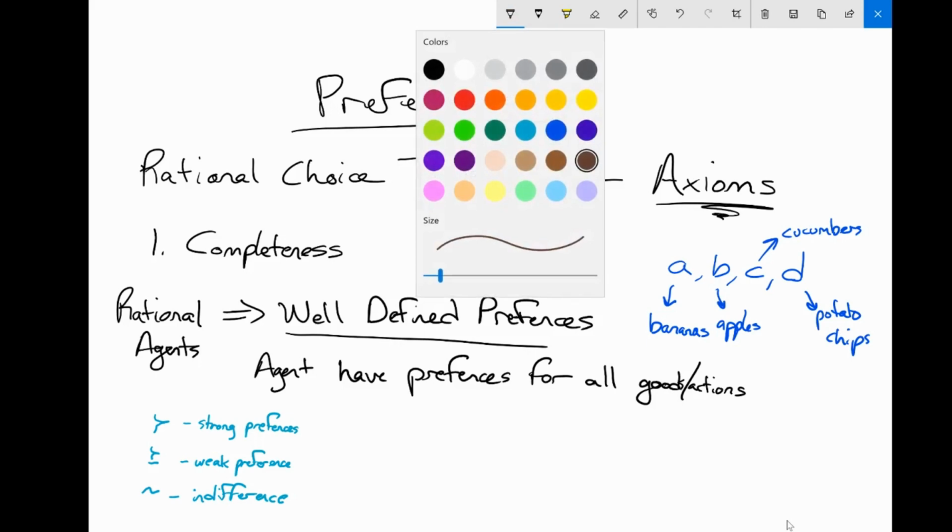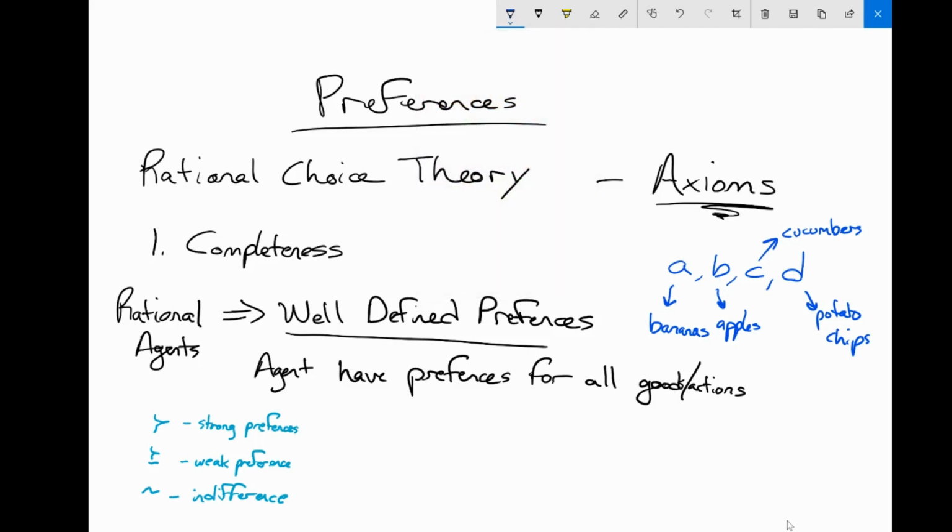So what do I mean by that? An agent has some preference about A and B. They might strongly prefer A to B. They might weakly prefer A to B. They might be indifferent between A and B. They might prefer B to A. But they have some preference. That's my point. It's not uncertain what their preference is. If it was uncertain, this would violate rational choice theory. Rational choice theory says they have some preference between A and B.